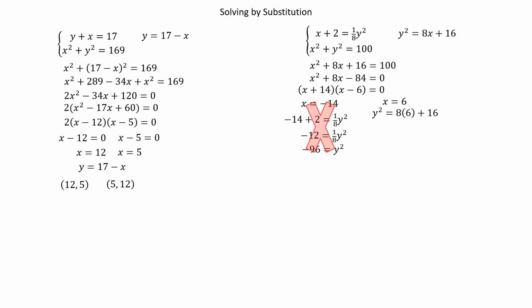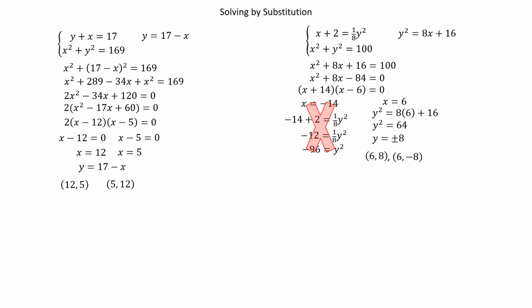So let's plug in x equals 6. We get y squared equals 64. Square root, y equals plus or minus 8. So we have (6, 8) and (6, -8). And you can plug that into both of them, and it'll work for both of them.